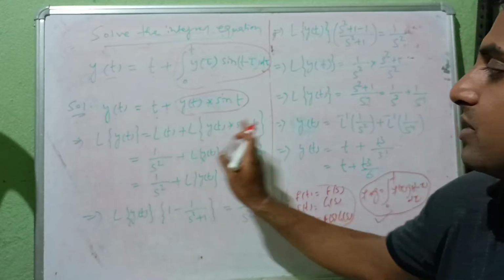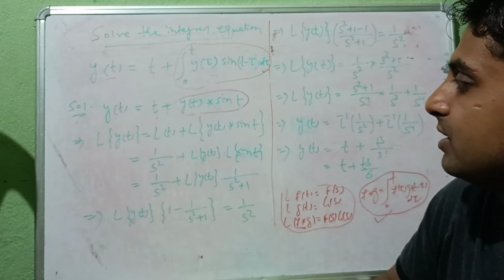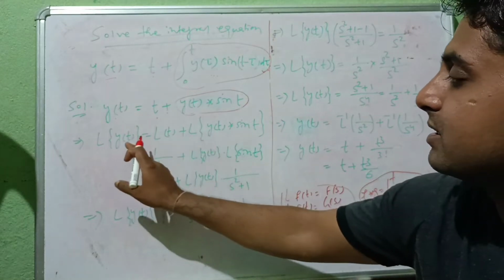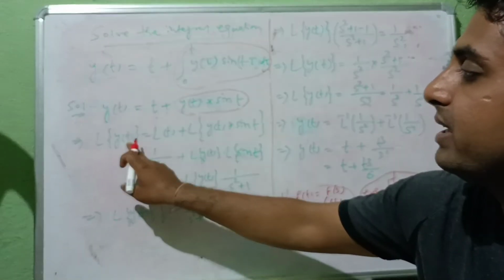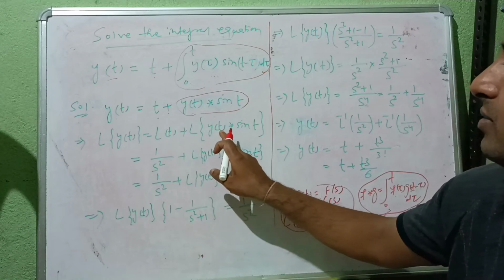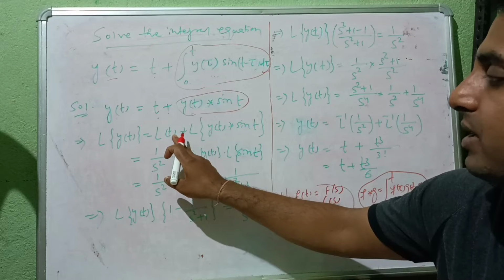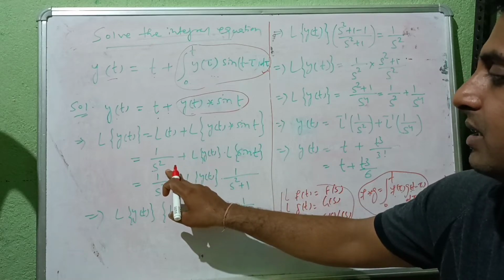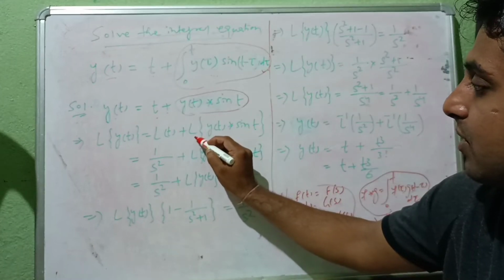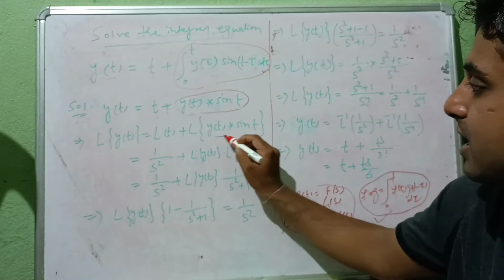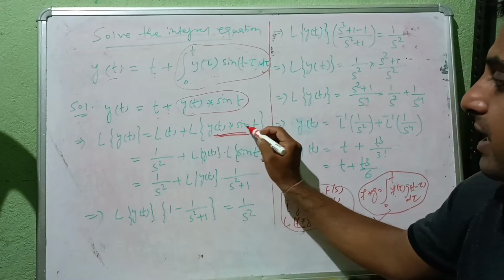So what do we have to do now? Take the Laplace on both sides, as in the solution of a differential equation. Same process, just take the Laplace on both sides. If you take it, then you will get Laplace of y of t equals Laplace of t plus Laplace of y star sin t. Now in the right hand side, Laplace of t is 1 by s square, we know that. Now we have to find Laplace of y star sin t, the Laplace of the convolution of y and sin t.